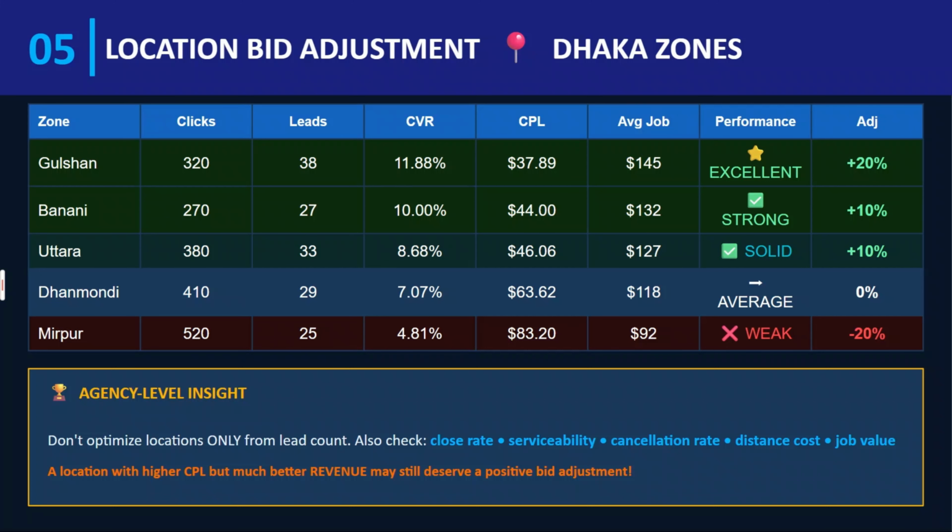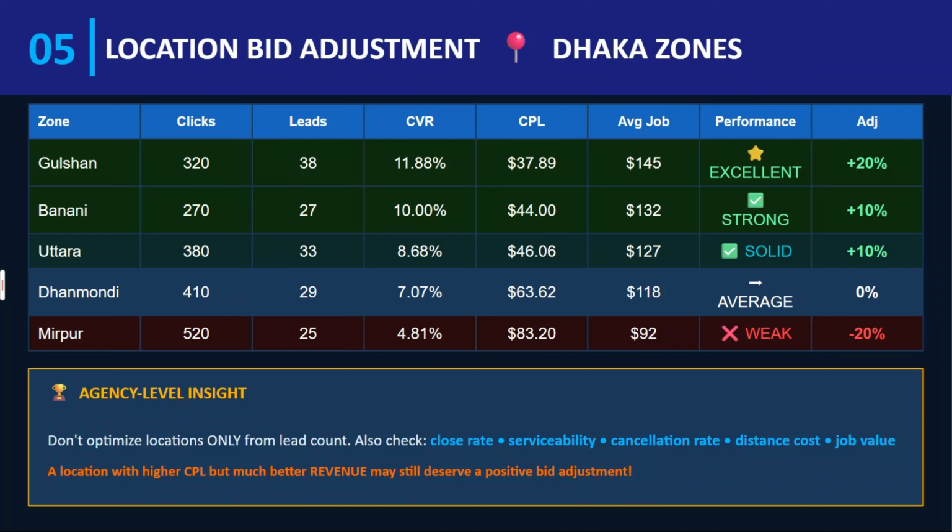So our action is clear. In Uttara, solid performance, cost per lead $46.06. In Dhanmondi, average cost per lead $63, lower job value. Mirpur, this is our problem area, 520 clicks. This is our most clicks, but only 25 leads. Conversion rate under 5%. Cost per lead $83, and the job value is only $92.